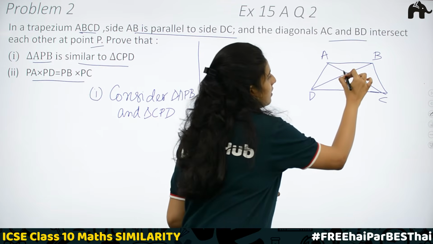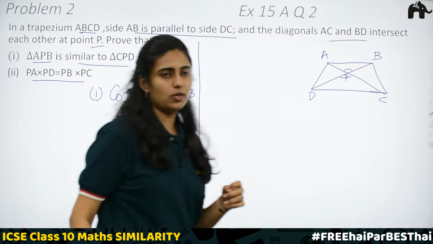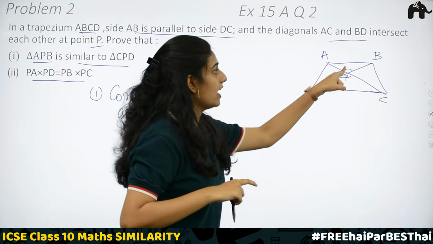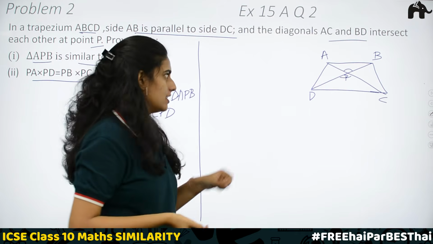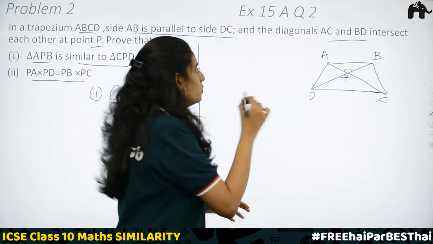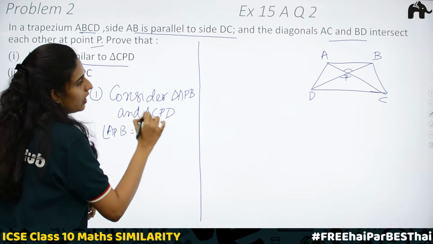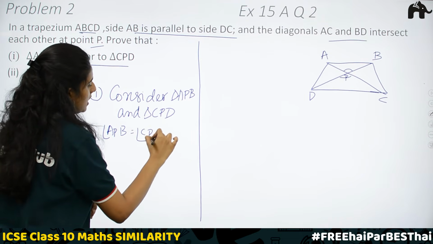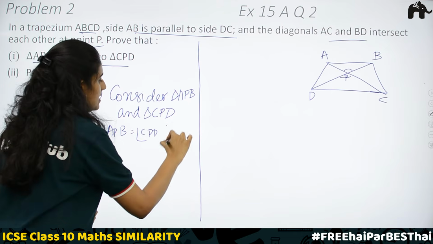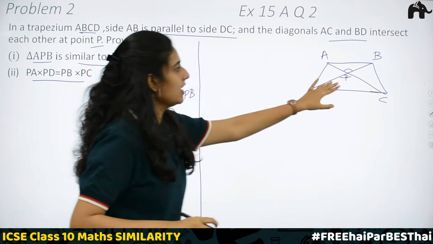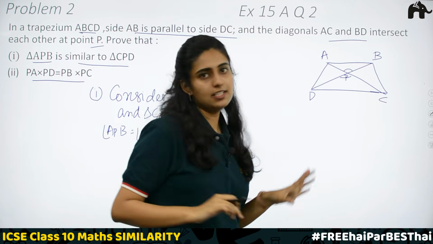Here, these two angles will be equal. These two lines, these diagonals, when they cross each other, these two angles are vertically opposite angles and they should be equal. So, we can write angle APB is equal to angle CPD. And the reason is vertically opposite angles. So, we got one angle from these two triangles equal.